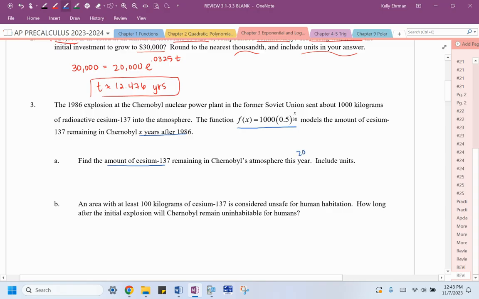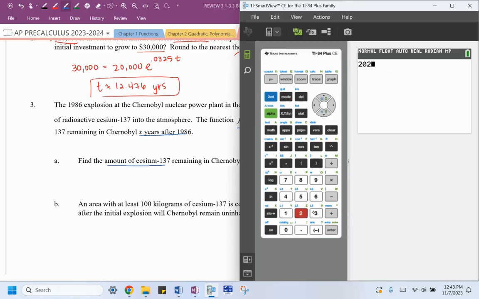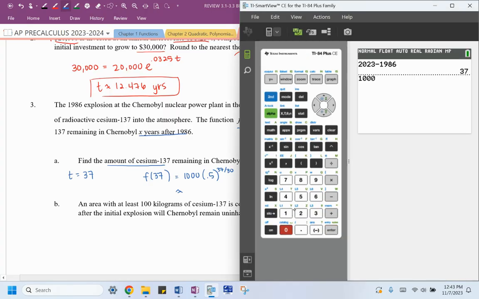So this year is 2023. We need to know how many years after 1986 is 2023. So you can just subtract those. Probably could do that without a calculator, but we're talking about x being 37. Okay, so we're trying to find f of 37, which would be 1,000 times 0.5 to the 37 divided by 30 power. And I'm going to pop that into my calculator.